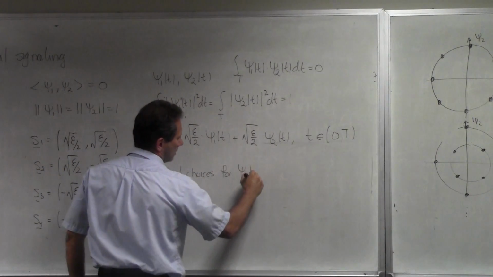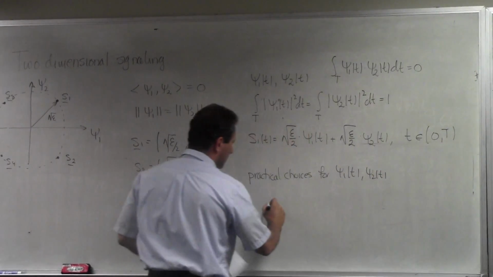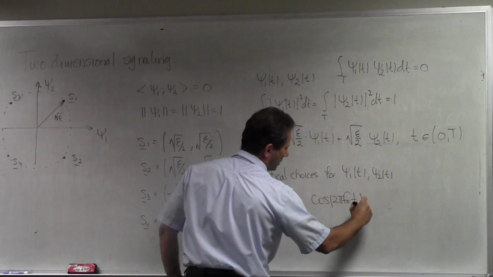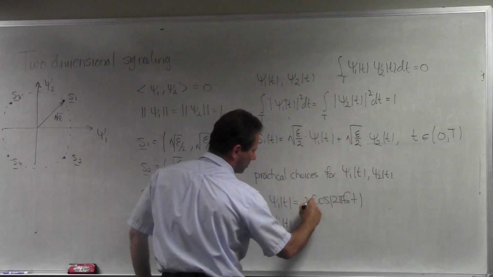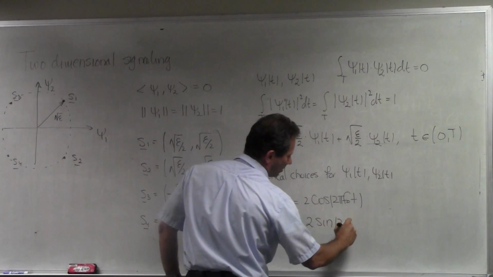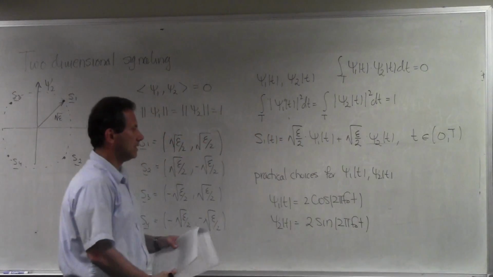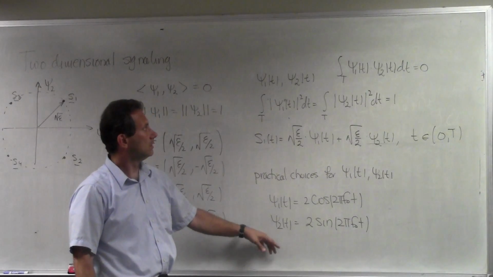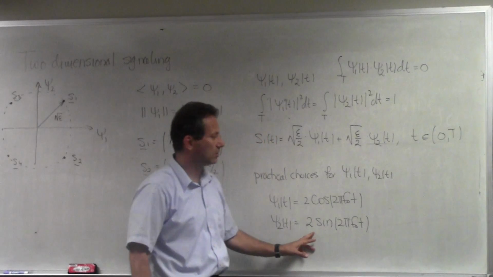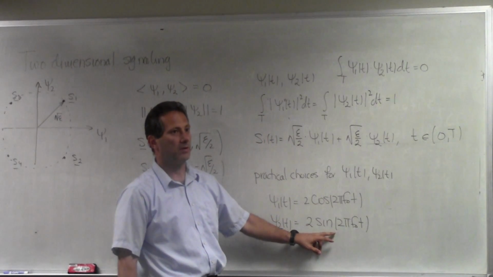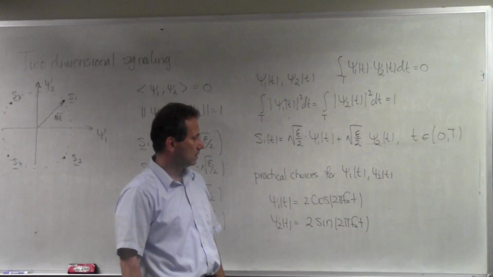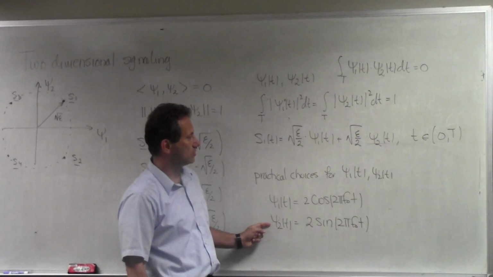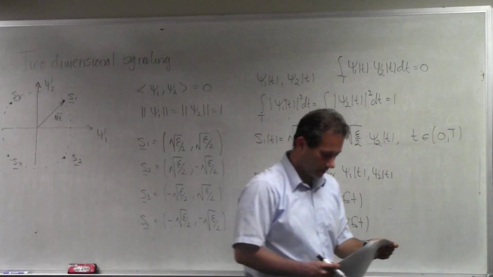For psi1 of t and psi2 of t, psi1 of t we usually pick as a cosine 2 pi f0 t, and psi2 of t as a sine 2 pi f0 t. And you can see right away that they meet both of these conditions. Sine and cosine are orthogonal with respect to each other. If you pick this T judiciously, then they're strictly orthogonal. If T is much larger than 1 over f0, then they're orthogonal regardless of what the T is. So these two signals by far are the most common choices for these two orthogonal basis signals.